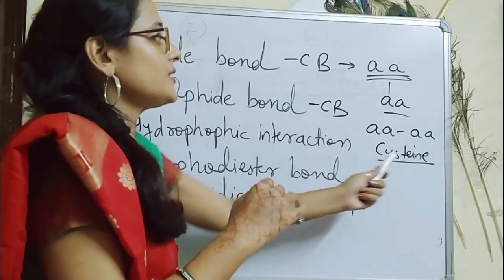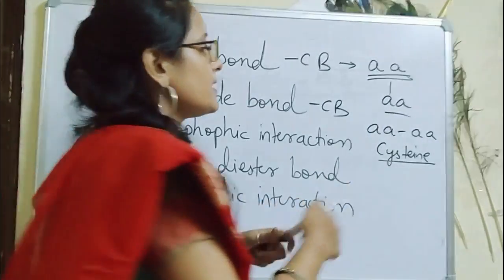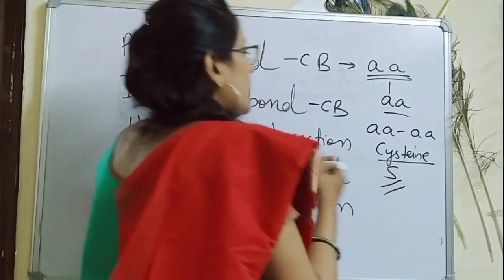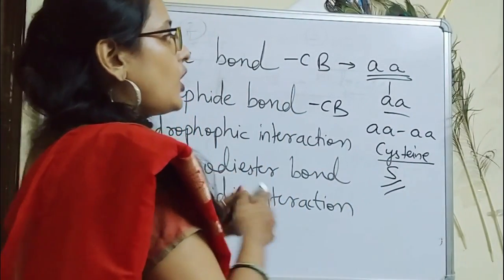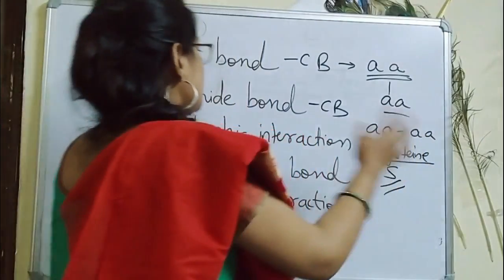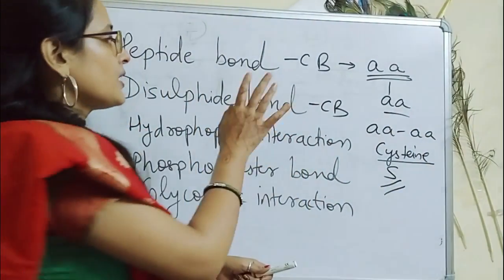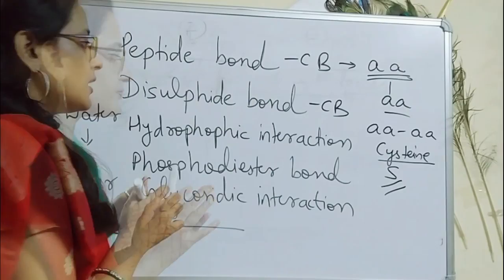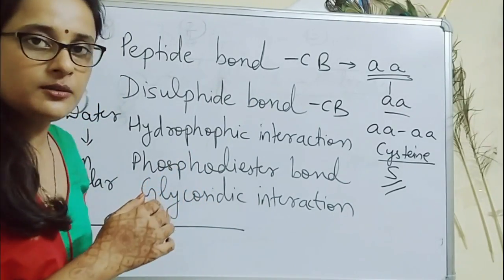A type of amino acid is called cysteine. This cysteine has a sulfur atom. So the bond which is formed in between two cysteine amino acids is called a disulfide bond, which is also a type of covalent bond. The next type is hydrophobic interaction.